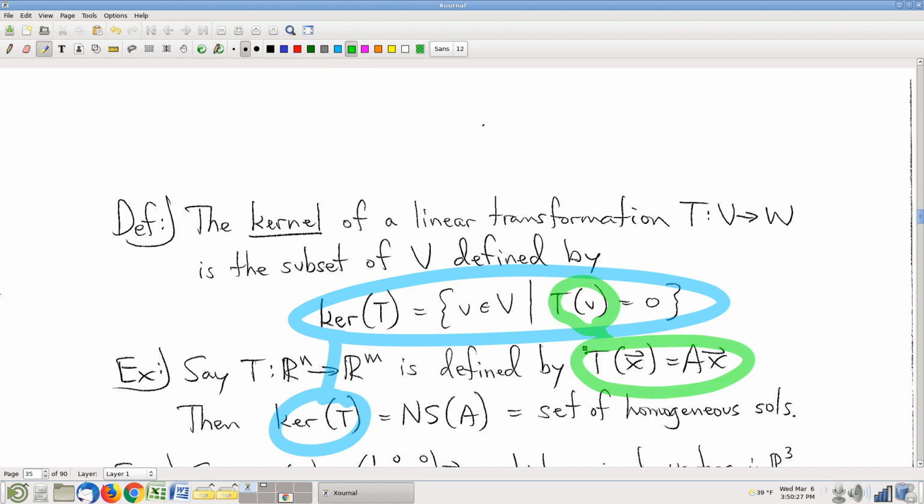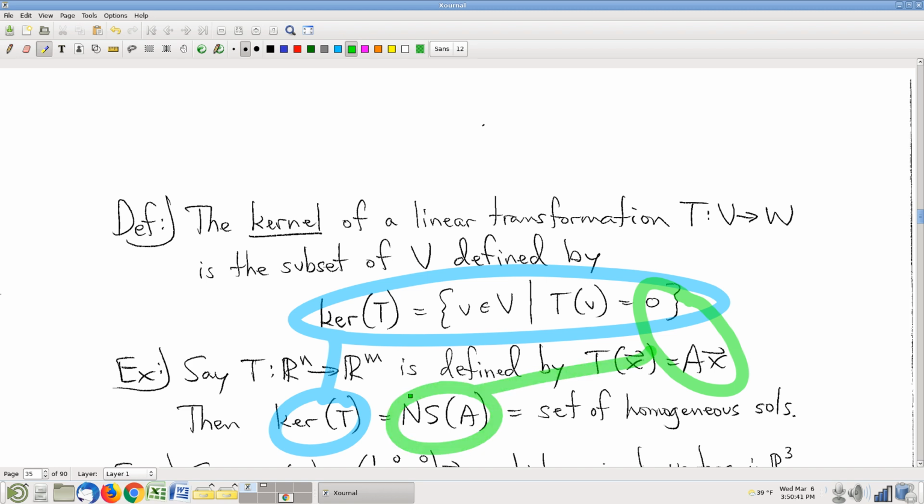And notice the kernel, the collection of all vectors that make this transformation 0. Well, the transformation is computed by this matrix. So really what we're asking for here is, what is the collection of x's that make Ax equal to 0? Namely, it's the null space of the matrix. So it's a very familiar concept. The kernel of a linear transformation defined by a matrix is just the null space. Recall also, we've already observed the null space is what, way back in chapter 1, we referred to as the set of homogeneous solutions. So 3 different terminologies for the same thing here.